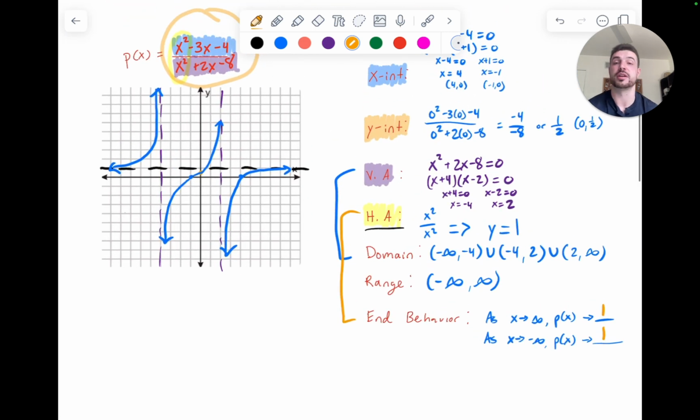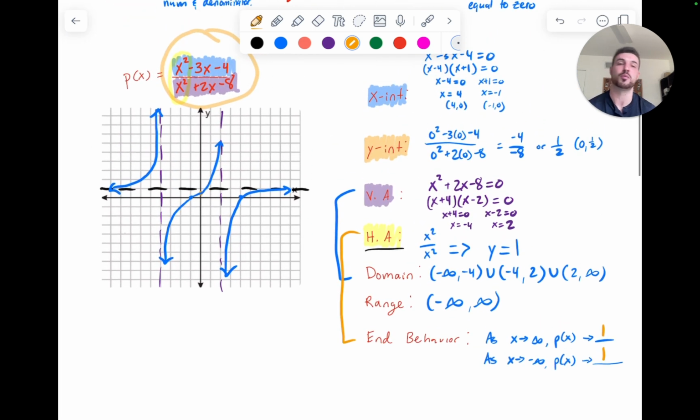So this is a pretty good example for us to look at. It is a little bit more complicated because we need to essentially factor and solve quadratics in both the numerator and denominator, but it's a really good problem to do because it allows us to see how difficult these problems can get.